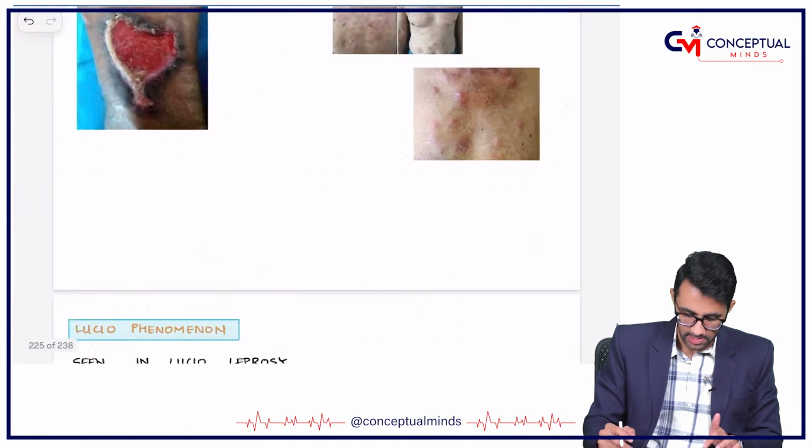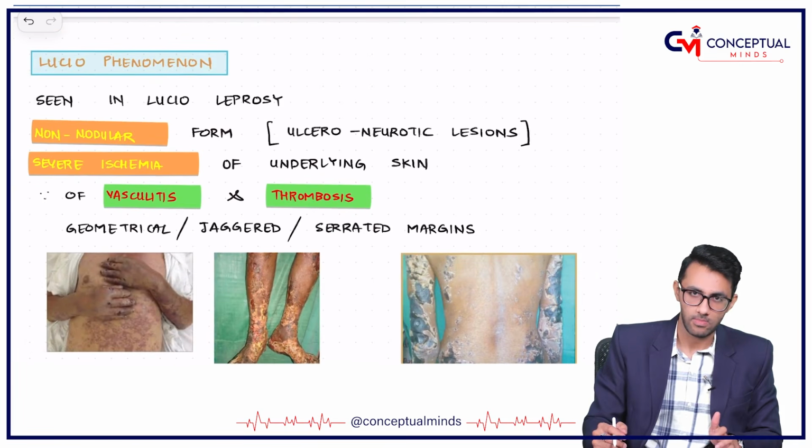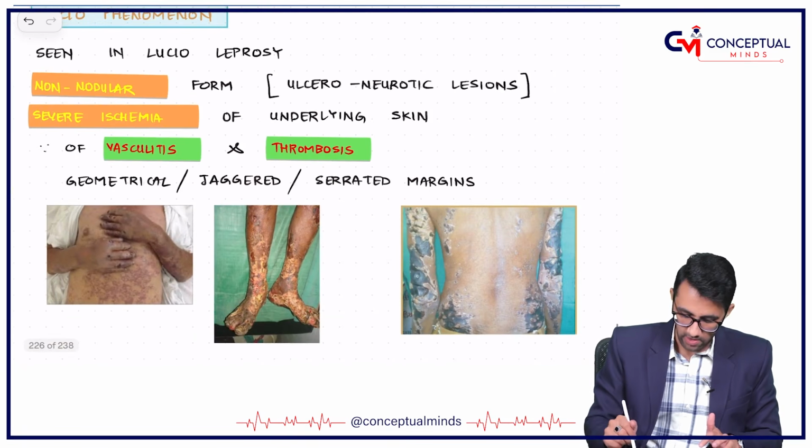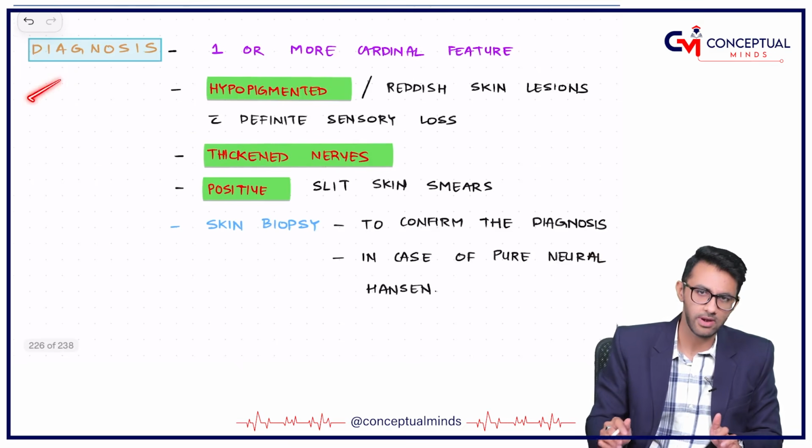Okay, we read something about Lucio phenomenon, which is an ulcerative form. There are ulcers because of what? Because of vasculitis and thrombosis. Okay, there is a geographical appearance. You see, there is a jagged, serrated appearance. You see, how will you diagnose?